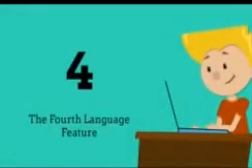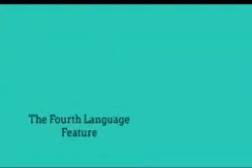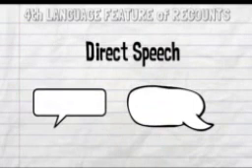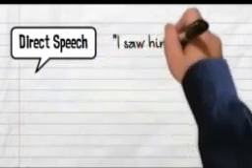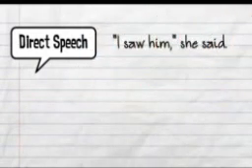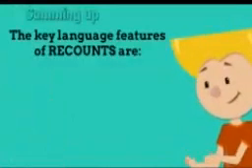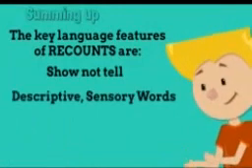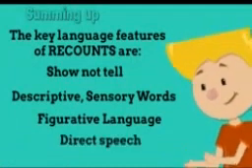Now, the fourth language feature. This is the use of direct speech instead of indirect speech. Why do we use direct speech in recount writing? Just to give emphasis, just to make our composition more impressive. Now come to the summing up. The key language features of recounts are: show, not tell; use descriptive or sensory words; use figurative language; and use direct speech.